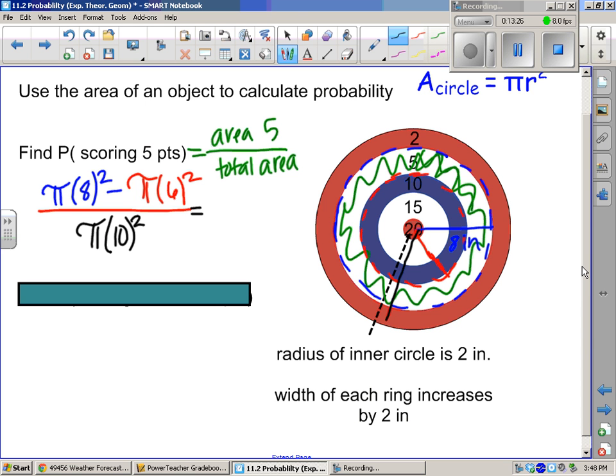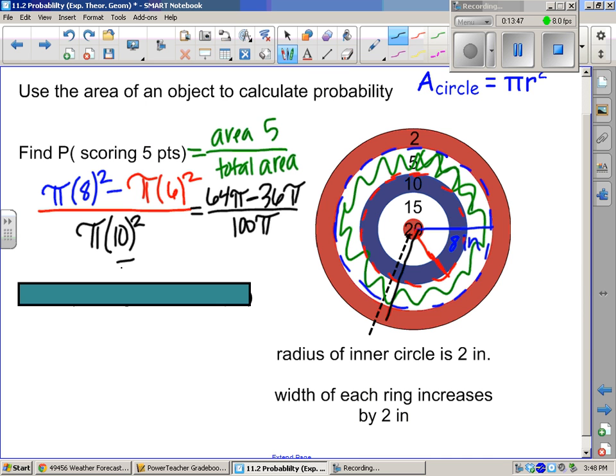Nice, that's good. Now what about these pies? These are freaking me out. Don't freak out, it's okay. So we've got to do 8 squared, 64, so that's 64 pi. I don't have to multiply that out? No, you'll see what happens here. We'll just leave it. How about 6 squared? 36 pi. Over 100 pi on the bottom.